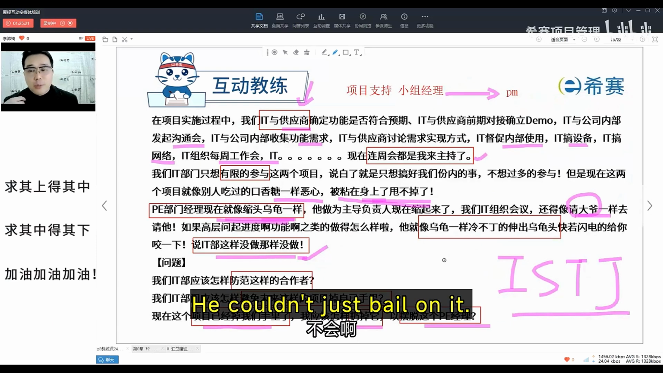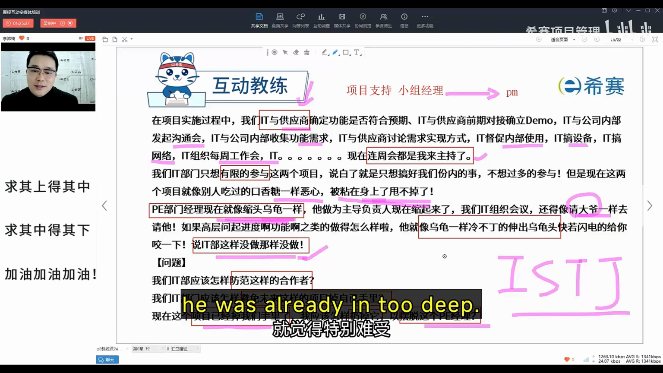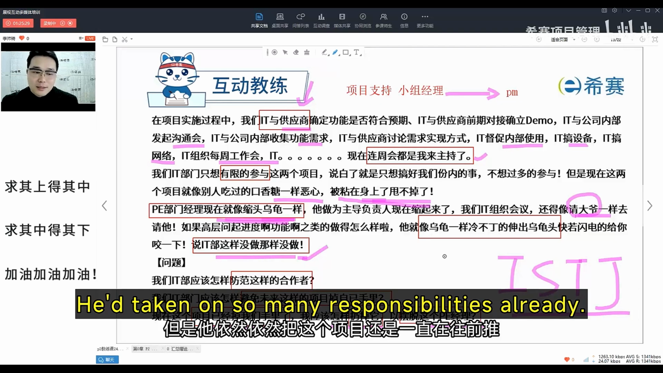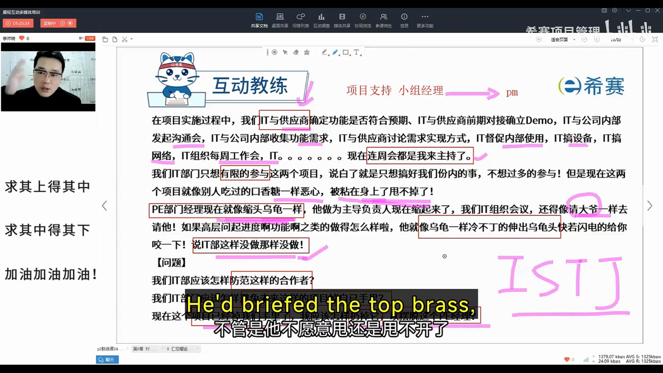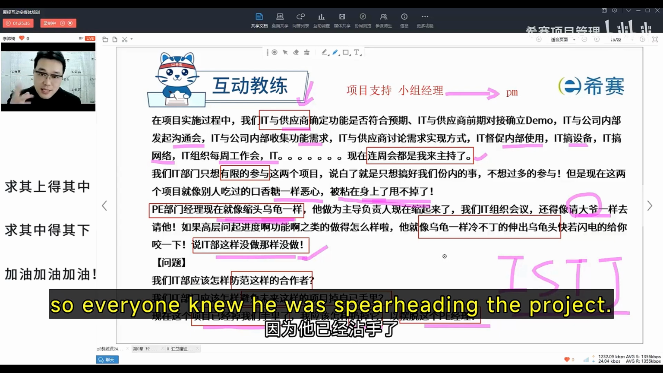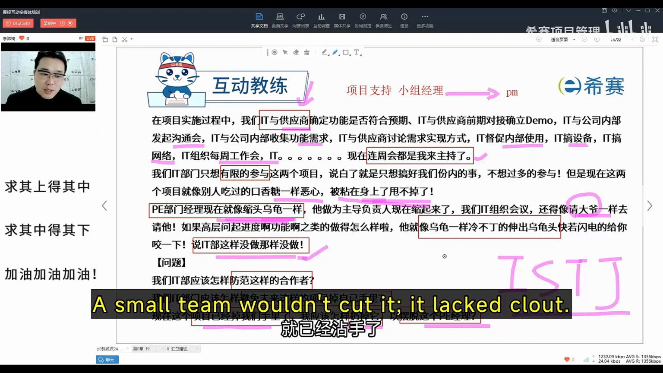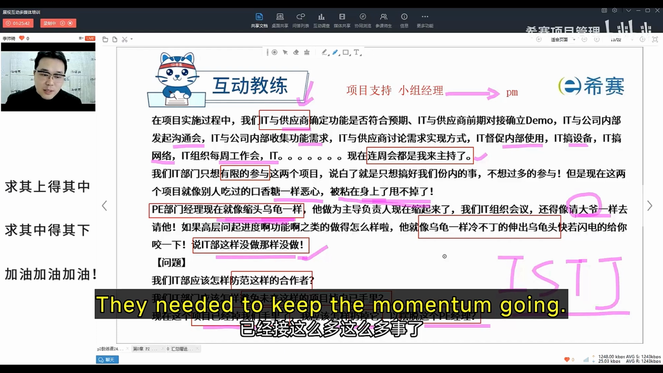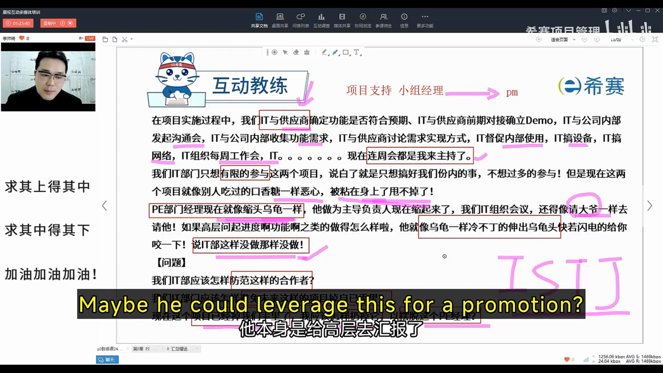He couldn't just bail on it. Whether he didn't want to or simply couldn't walk away, he was already in too deep. He'd taken on so many responsibilities already. There was no backing out now. He'd briefed the top brass, so everyone knew he was spearheading the project. A small team wouldn't cut it, it lacked clout. They needed to keep the momentum going. First, they had to prove themselves. Maybe he could leverage this for promotion.